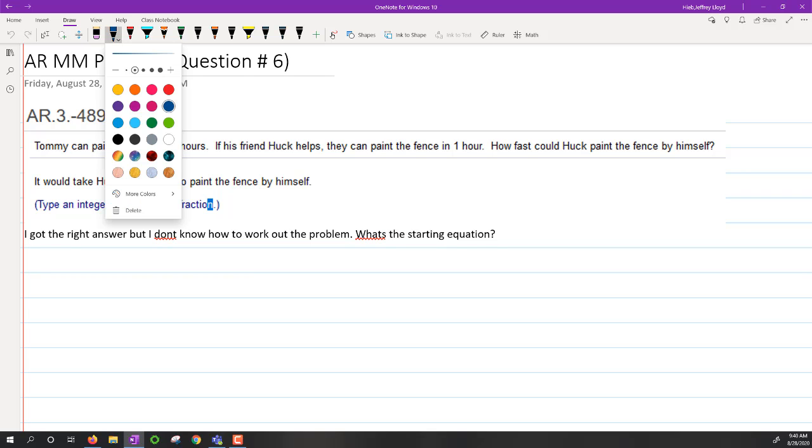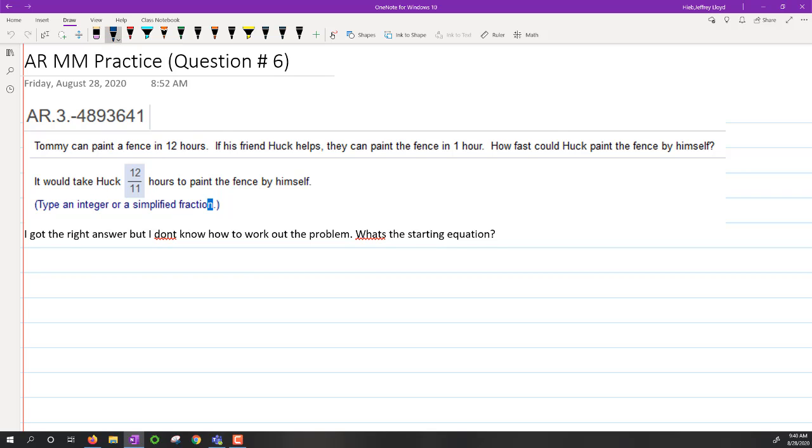And so this is a nice problem. I'll work through this example and see if we can help clarify this for anybody that has any questions. So this is a working together problem. You have two people, Tommy and Huck, both painting the fence. Tommy can paint the fence by himself in 12 hours. Together they can paint it in 1 hour. And what we're after is how long it will take Huck to paint the fence by himself.